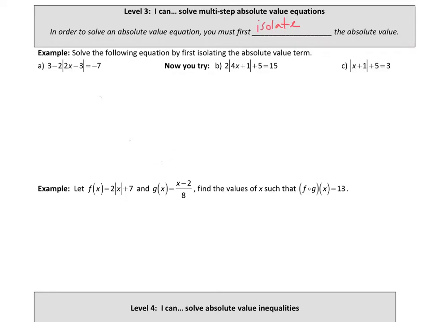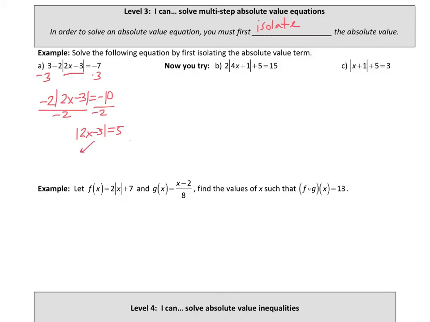So if I want to get the absolute value by itself, the first thing I need to move is the 3. I need to subtract 3 over. So I get negative 2, then the absolute value, 2x minus 3 equals negative 10, and then I divide by the negative 2 that's being attached right now by multiplication. So if I get rid of that, I get absolute value of 2x minus 3 equals 5, positive 5. Okay, and now we just turn this into level 2. So if you can do that one single step of doing what we just did, this is now level 2, and that's it. Right? Level 2, remember, two equations.